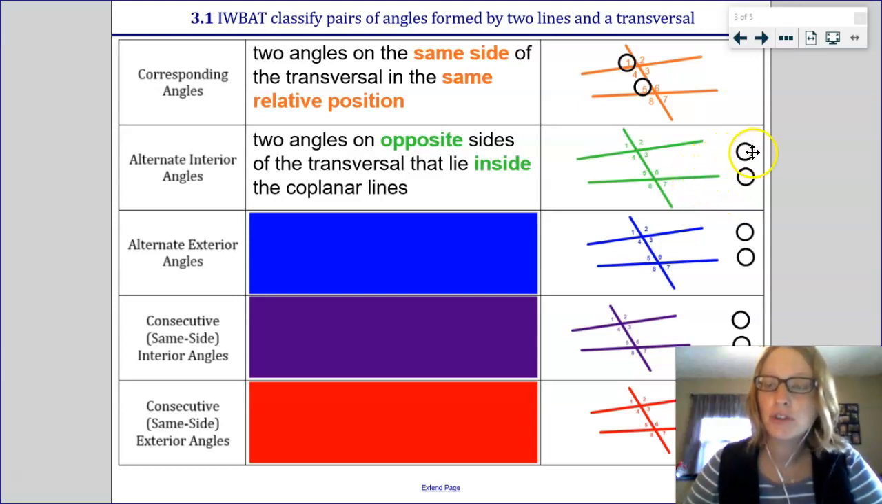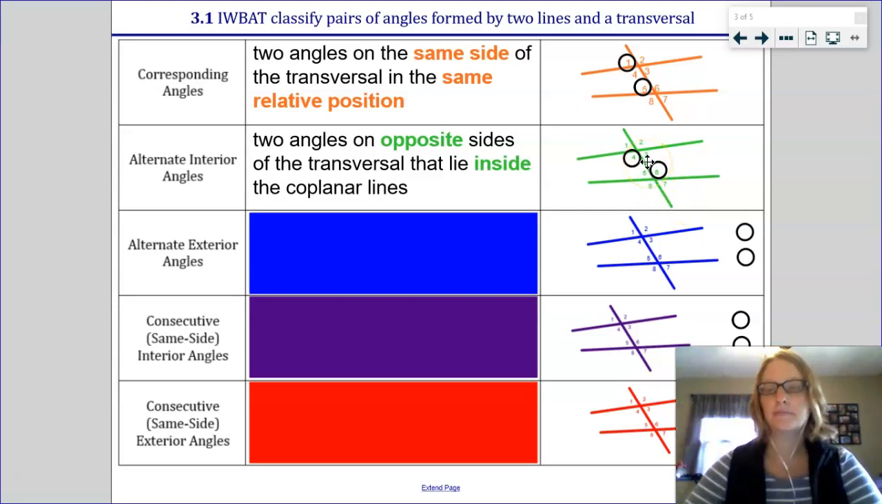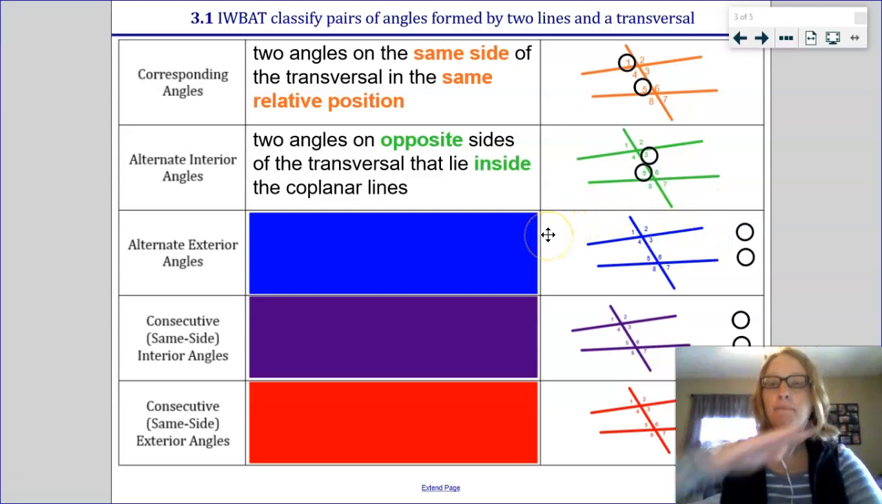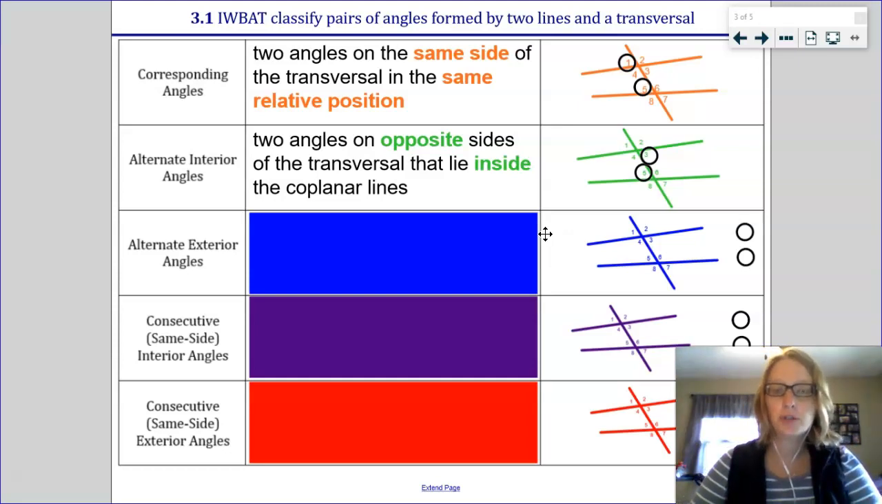So there's actually 2 different pairs of alternate interior angles here. You could say that your example is 4 and 6. Notice they're on opposite or alternate sides of the transversal inside those 2 lines that cross through it. So they're in between those 2 lines. The other pair of alternate interior angles would be 3 and 5. 3 and 5 are also on opposite sides of the transversal in between the 2 lines that cross through it.